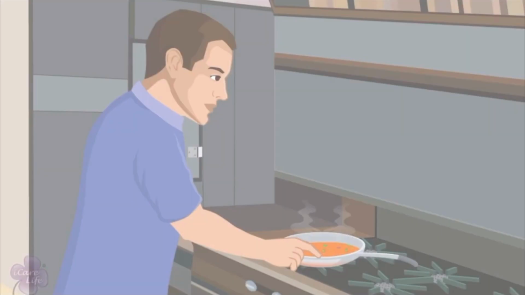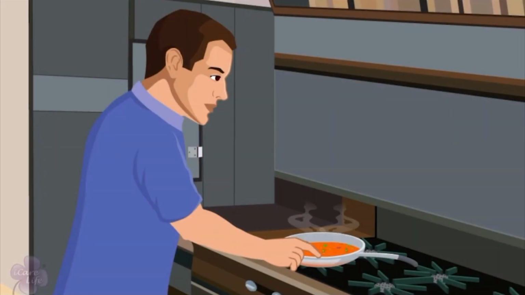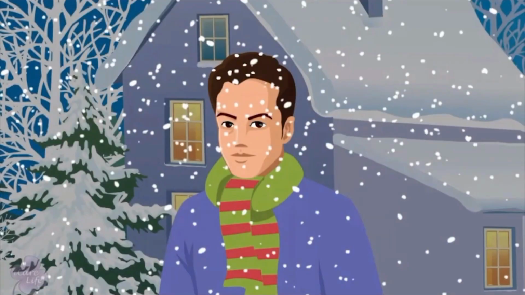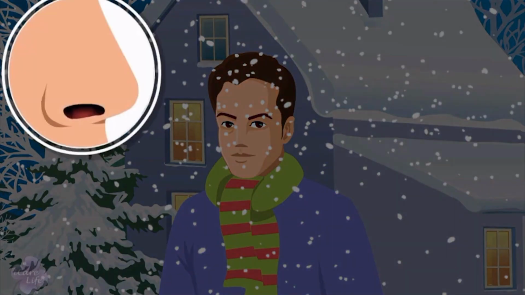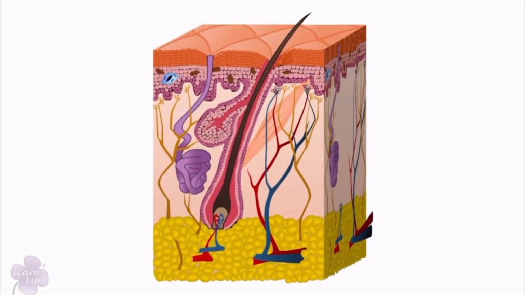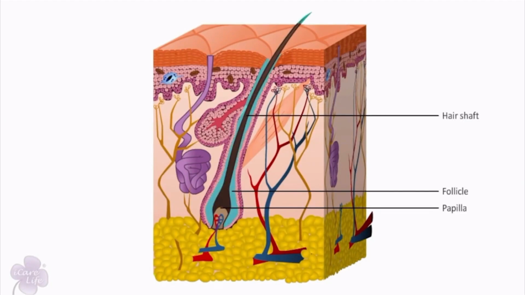The receptors in the skin detect what we touch and send signals to the brain through the spinal cord. The hair protects the skin, nose, ears, and eyes, and keeps the skin warm. The main parts of a hair are papilla, follicle, and hair shaft.